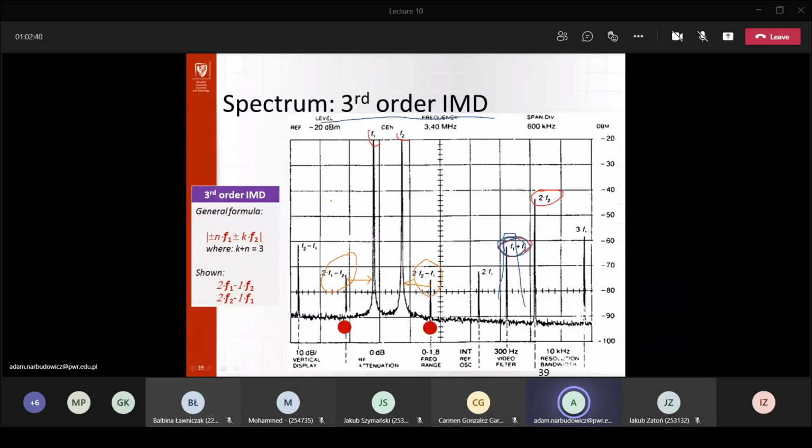So at the end of the day, with a greater number of frequencies and signals, if you don't do anything about it, you will have quite a messy spectrum with quite a lot of undesired contributions.